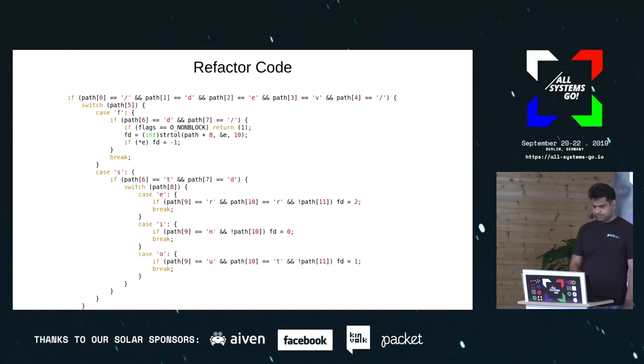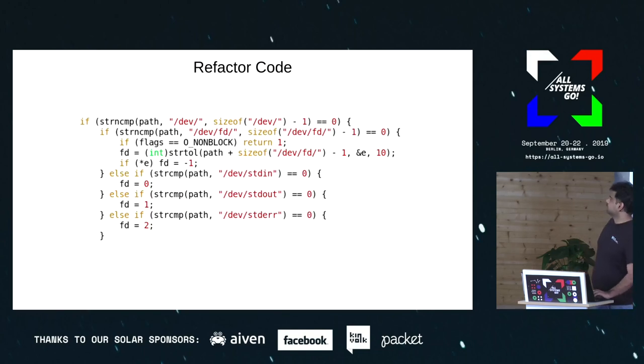Apparently, what you see on the previous slide is a micro-optimization. It's a 1980s type of micro-optimization. This is probably the fastest way to do string comparison. But it's also very hard to maintain this type of code. So we just refactored it. So this code is so much easier to maintain and so much easier to read.